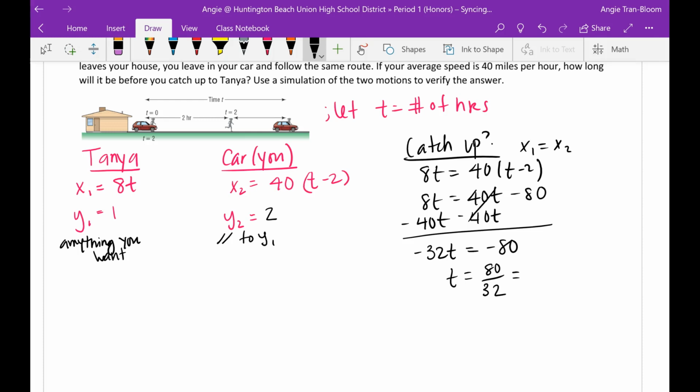Let's see, divide by 4. Actually, divide by 8. How about that? 8 divided by 8. So this is going to be 10, and that's going to be 4. Divide some more. That's going to be 5, and that's going to be 2. So t is 2.5 hours, or I love fractions, so leave it in fraction if you can. But because it's hours, most people would probably relate more with 2.5 hours.